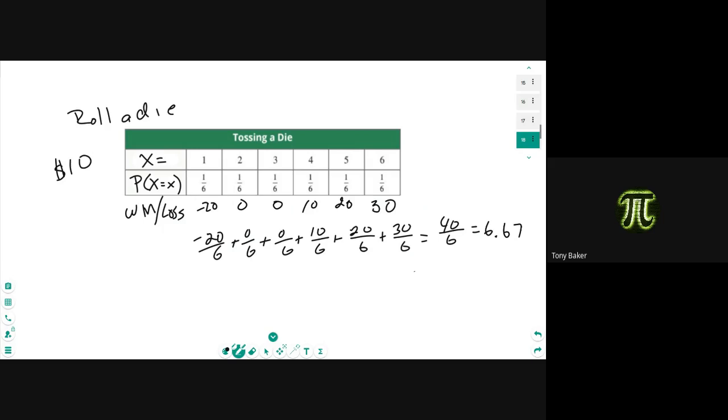So it's $6.67. So if I charged you $10 to play the game, should you play this game? If you want the money. Well, you have a chance to win $20, $30. You have a chance to double or triple your money.